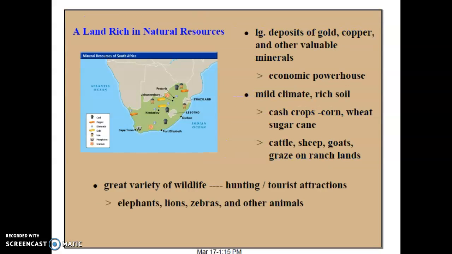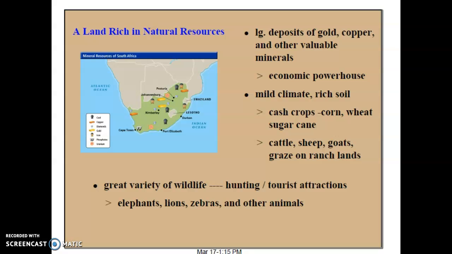South Africa has a lot of natural resources. Much of the wealth is built on mineral resources, so large deposits of gold, copper, and other valuable minerals. This has made South Africa an economic powerhouse.